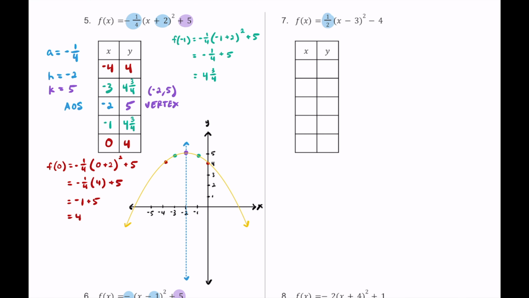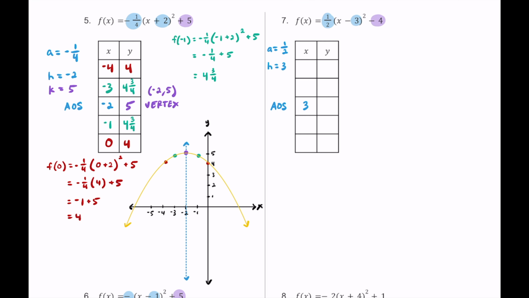For number 7, we have an a value here that's going to be 1/2. So since it's positive, the parabola is going to open up, but it's going to be a little bit wider than usual because we have a value of less than 1 but greater than 0. This 3 over here indicates that our h value is going to be equal to positive 3. So that's actually going to be our AOS, or axis of symmetry.